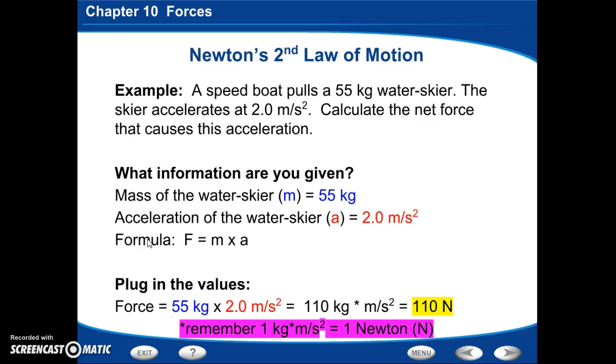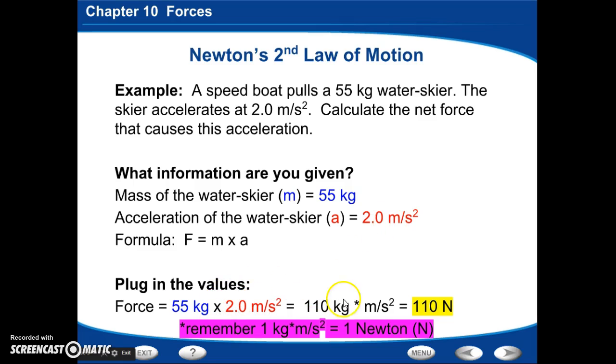So, for instance, if you had this problem: a speedboat pulling a 55-kilogram water skier, the skier accelerates at 2.0 meters per second squared, and calculate the net force. So you're going to use the formula force equals mass times acceleration. Here is your mass, 55 kilograms. It's been given. Here is your acceleration, which is 2.0 meters per second squared.